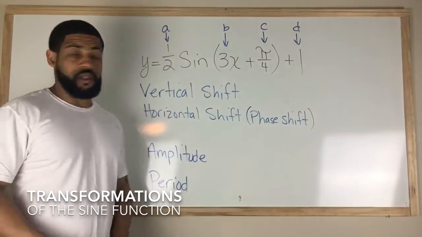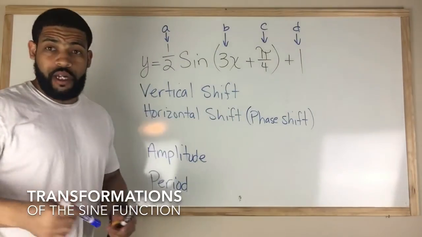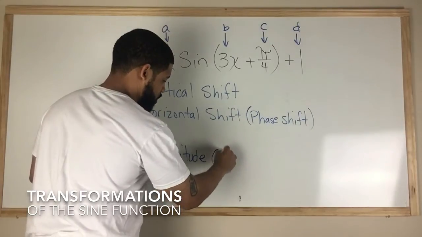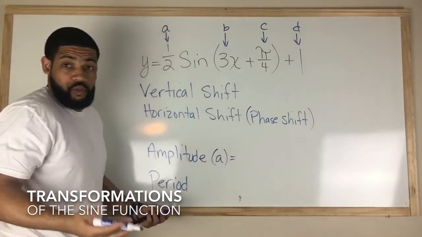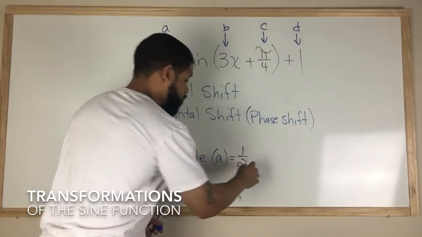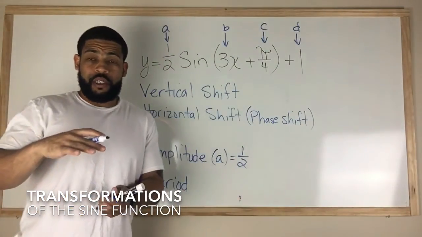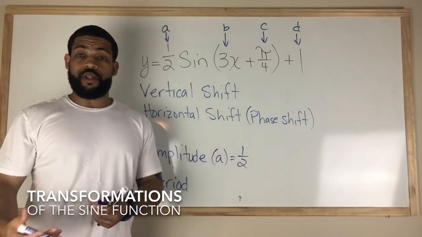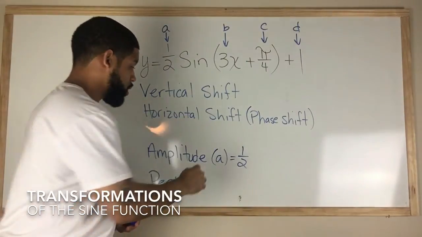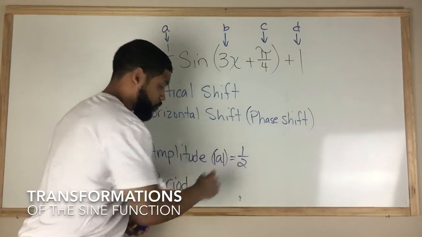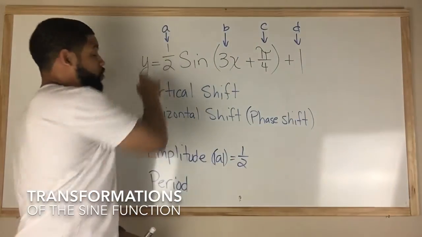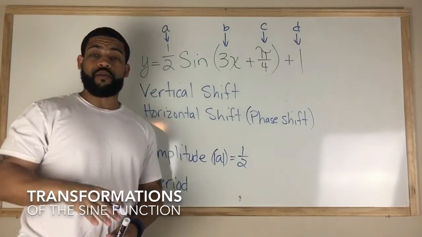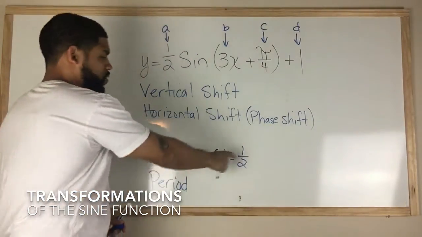Amplitude is always just going to be whatever A is. So our amplitude is simply A, which in this case is just 1/2. Now remember, the amplitude talks about the distance from the center line of the graph to the maximum point and the minimum point. Also, the amplitude is going to be the absolute value of A. So if they put a negative on there, that represents something different. That's actually going to be a reflection about the x-axis. So we have our amplitude.